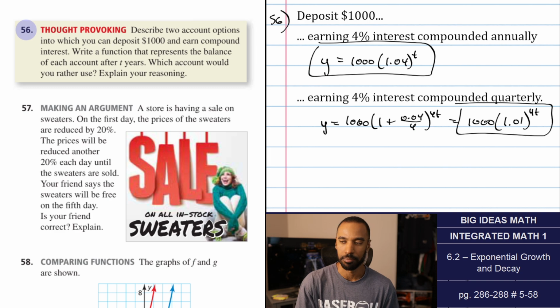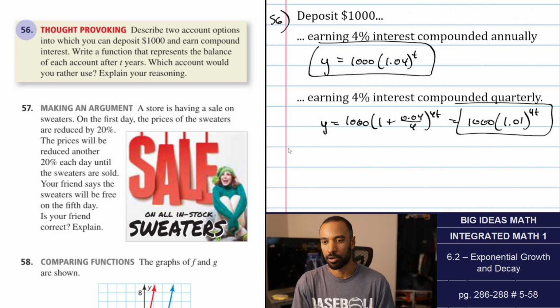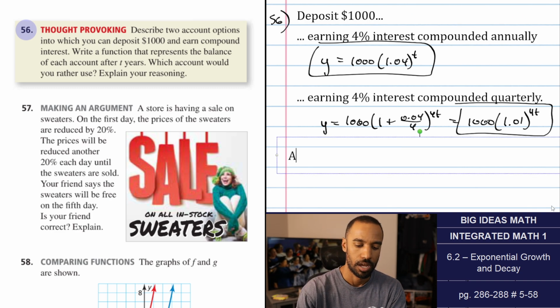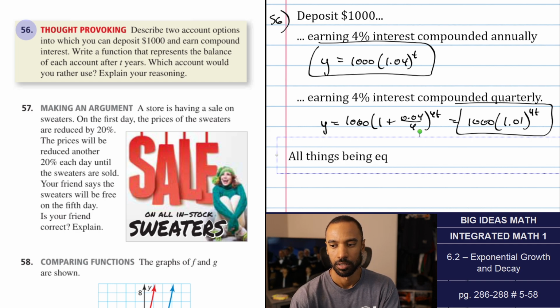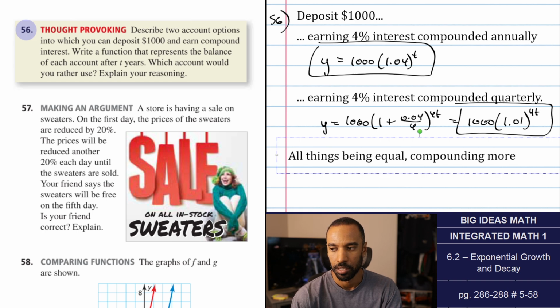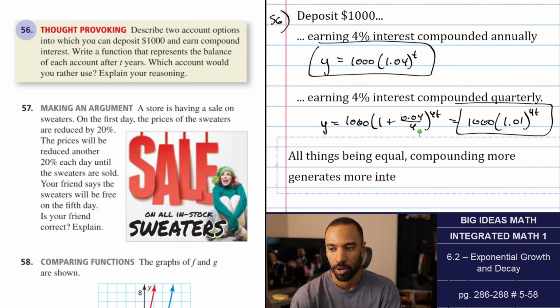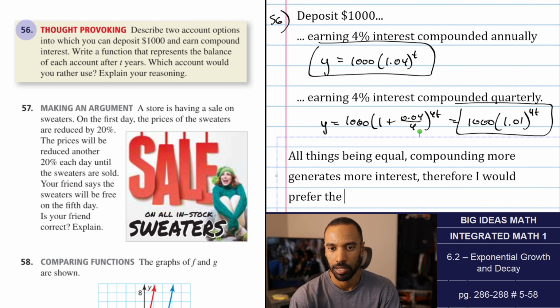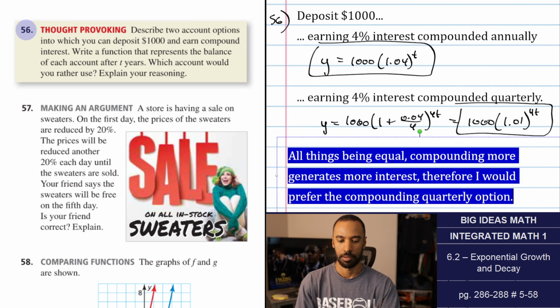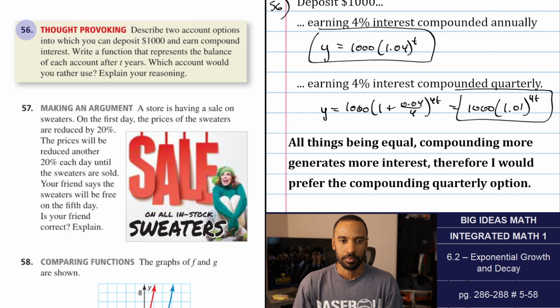You'll see more. But anyway, I prefer more money than less money. So compounded quarterly is preferred, all other things being equal. Compounding more generates more money, more interest. Therefore, I would prefer the quarterly option. All right. There we go.